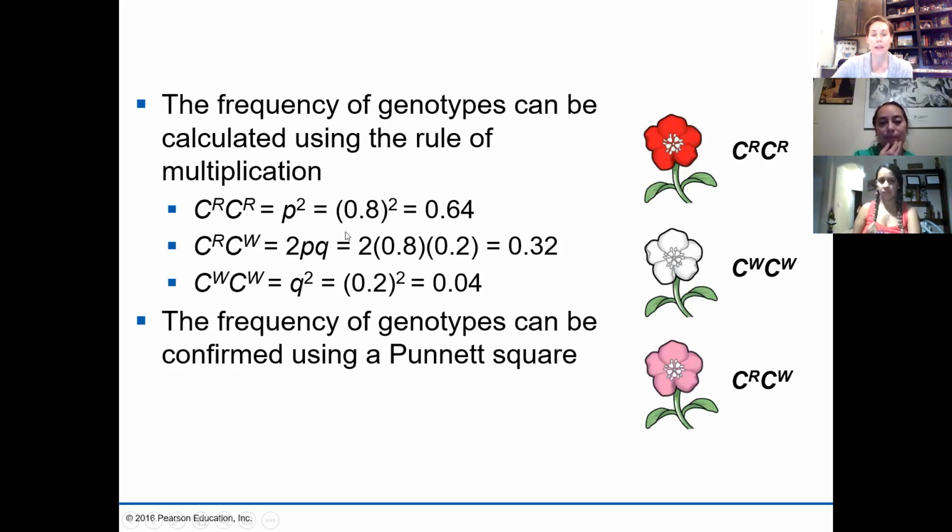So knowing that 80% of the population has the red gene, P squared is 0.8 squared, 0.64. 2PQ, right? 0.8 times 0.2 times 2, and then Q squared, 0.2 squared. And if we add all that up, it should equal 1. And if it didn't, then we did our math wrong.